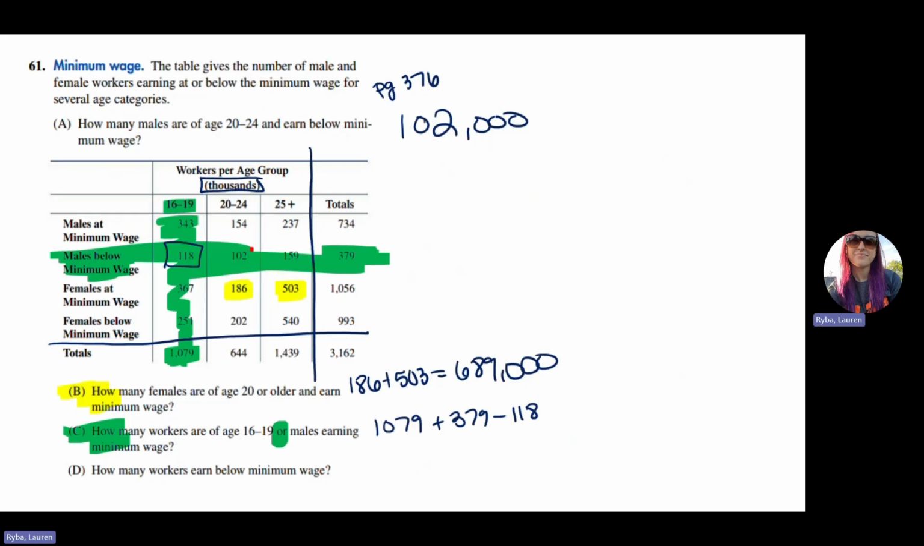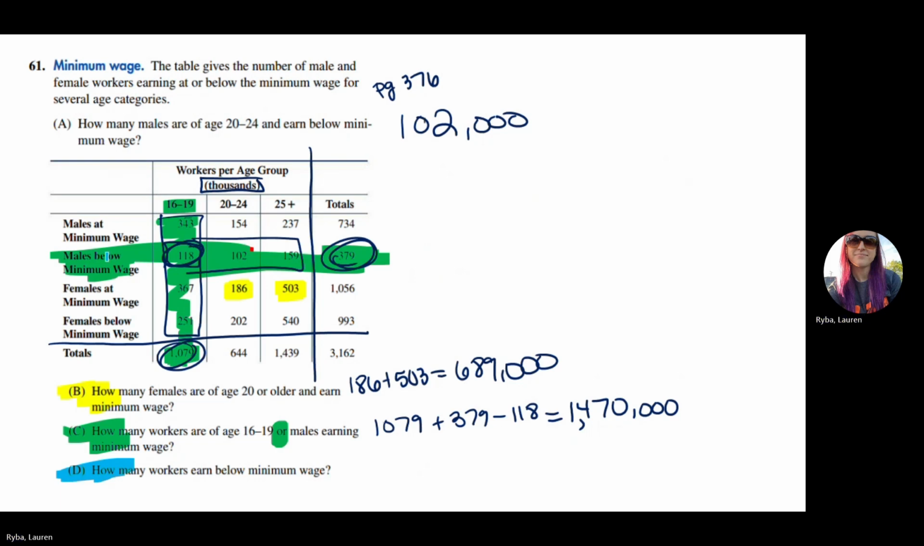This is faster than taking 343 plus 118 plus 367 plus 251 plus 102 plus 159. I could have added all 6 of these numbers together to get this answer, but it's faster to work with 3 numbers. So total plus total minus overlap. And that will leave me with 1,470, but I need to add 3 zeros. So that is 1,470,000.